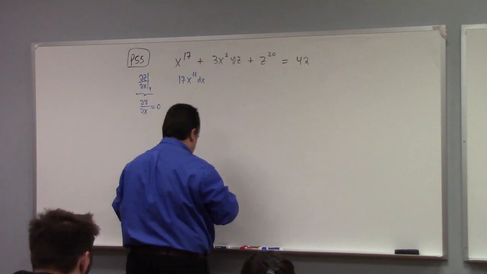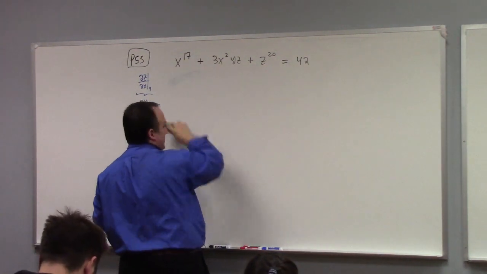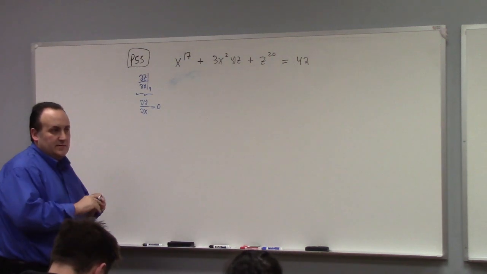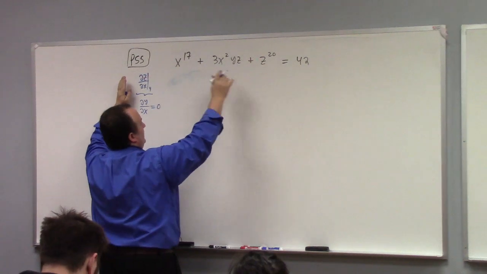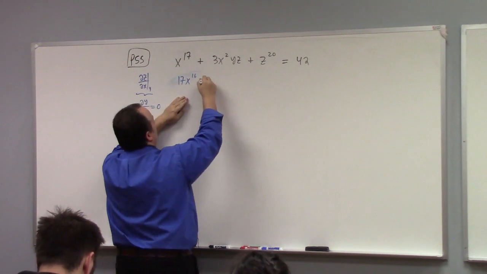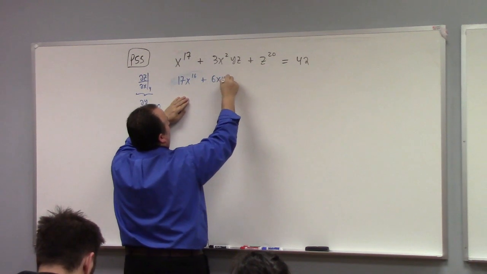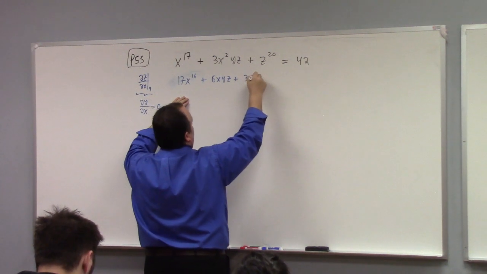Oh, my bad. I can't remember to follow my own instructions here for a second. So again, what I'm doing right now is not the best way, okay? But let's just take the partial derivative of this. So then we get 17x to the 16th. And then I'd have plus 6xyz plus 3x squared.